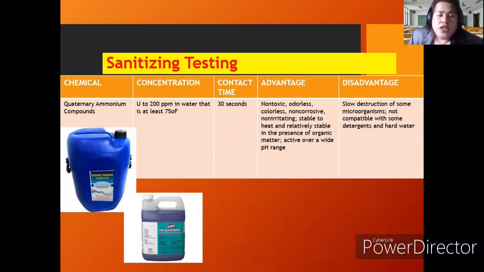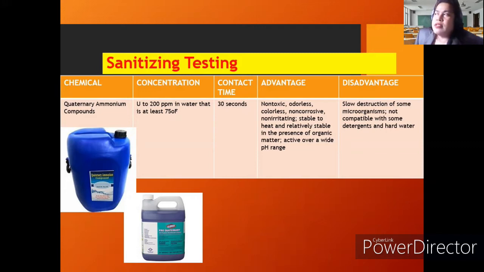Okay? Advantage, it is non-toxic, odorless, colorless. Kumbaga, hindi siya nakakasira ng mga gamit natin kapag binabad sa kanya. Hindi rin siya nakakasugat ng kamay katulad ng chlorine, di ba? Stable siya to heat and relatively stable in the presence of organic matter. Active siya over a wide pH range. Okay, so medyo marami siyang advantage compared sa mga nauna natin na chemical sanitizing.